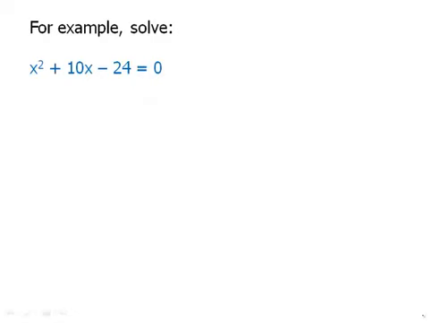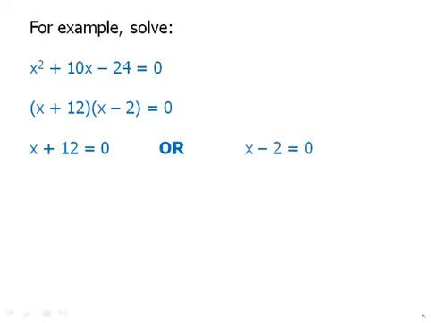Okay, now we're ready to solve. The first thing we're going to do is factor, and we can do that from our factoring lessons. Now we're going to apply the zero product property. If we're multiplying two things to get 0, it means either one equals 0 or the other equals 0. Now we have two mini equations. We solve them in parallel, and we get that x equals negative 12 or x equals 2. And those are the two solutions to that original equation.